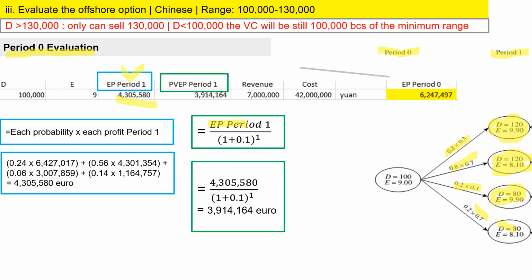And for the PVEP period 1 also the same, just this number here divided by 1 plus 0.1 squared by 1. And for the revenue, it is also only the demand here, 100,000, which is in our range of production, and we got 7 million euro. And for the cost, it is also the same, just fixed cost plus variable cost times the demand here. And for the expected profit in period 0, we got this number from revenue minus cost here divided by the exchange rate, which is 9, plus the PVEP in here.